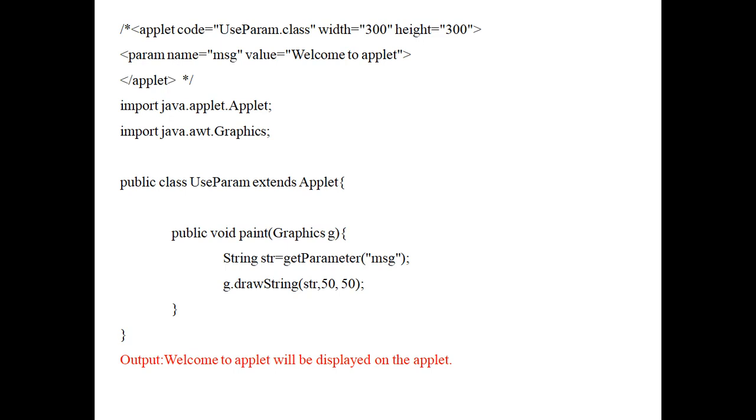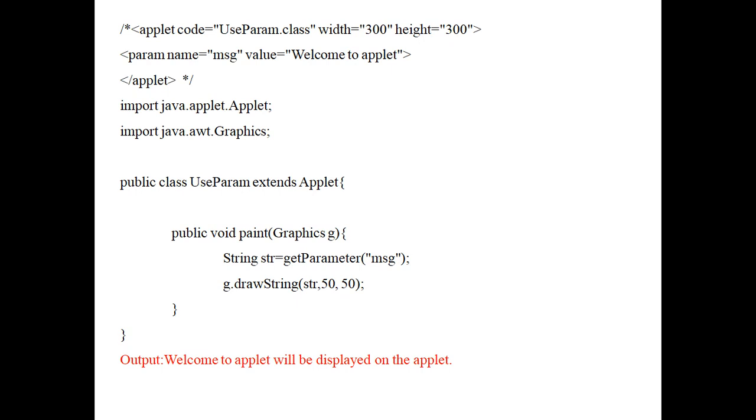In the param tag, I will define two attributes. Name is equal to MSG. It's just a variable for that parameter. Value is equal to welcome to applet. This means that whenever you try to access MSG, the value will be welcome to applet. So you define the param tag and then you close the applet tag. If you want, you can close the param tag also.